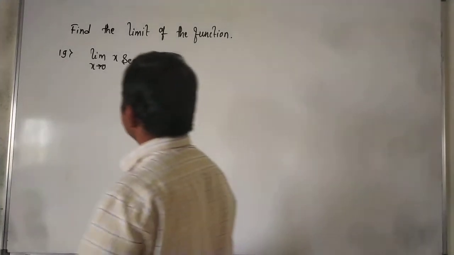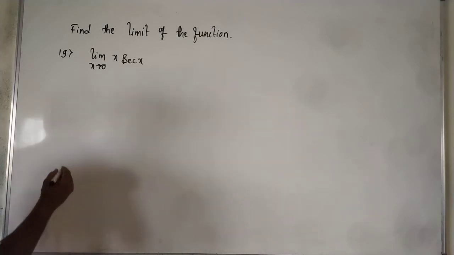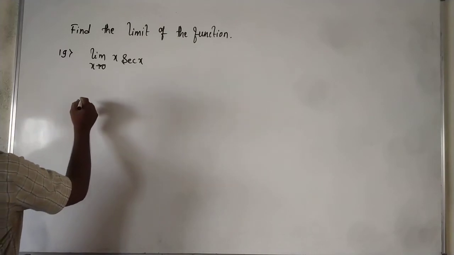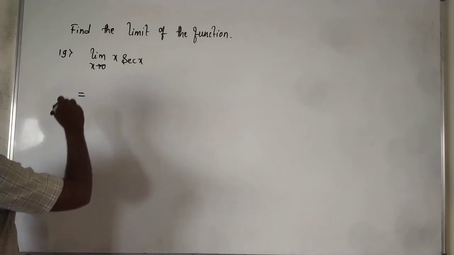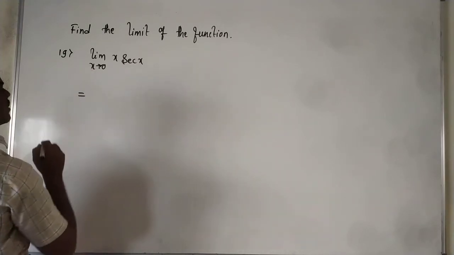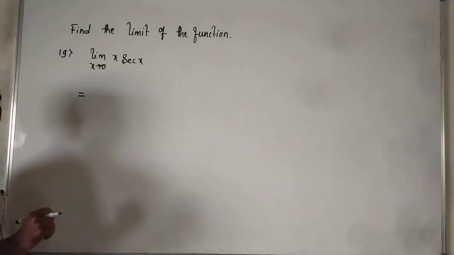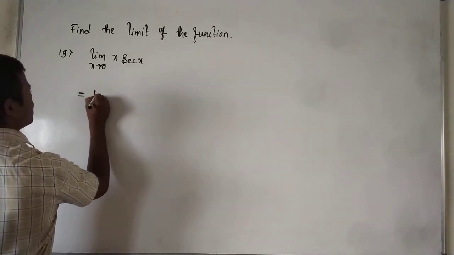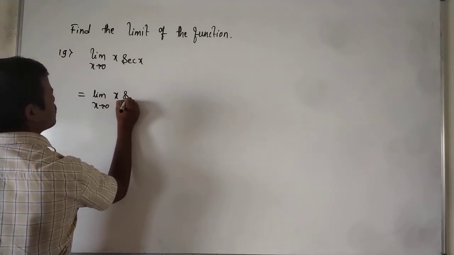So next we come to the next problems on the limits of the functions. The 19th problem we are going to discuss is the limit as x tends to 0 of x into sec x. If you put x as 0, we get 0 into sec 0. We already know that sec 0 is 1. So let me simply substitute in the limit as x tends to 0 of x into sec x.